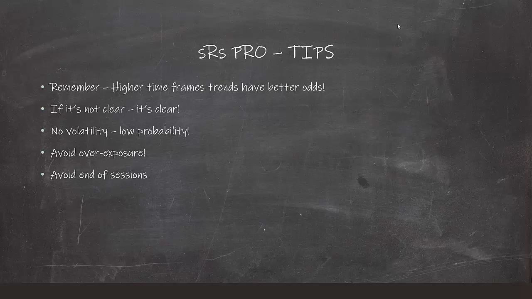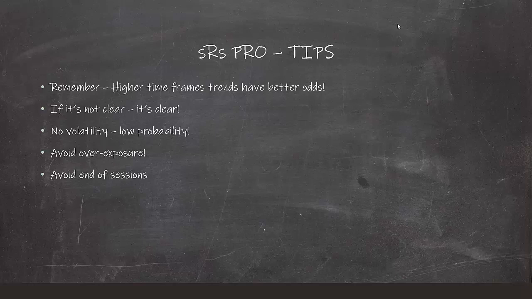If there is no volatility, no momentum, no real trend moving in multi-time frame analysis, it's a low probability trade and we better skip it. Avoid overexposure. If you find euro dollar, euro yen, euro CAD, euro Aussie, euro New Zealand, euro pound, all of them giving you the same setup and the same analysis, you understand something is happening there. It could be in your favor, but the chances are it will be against your favor. So do not overexpose.